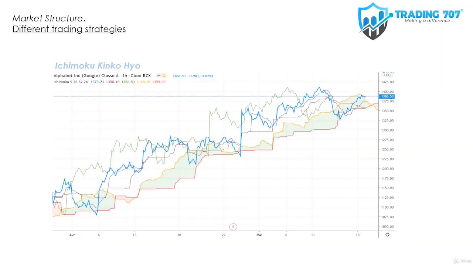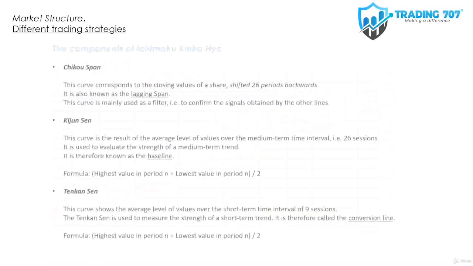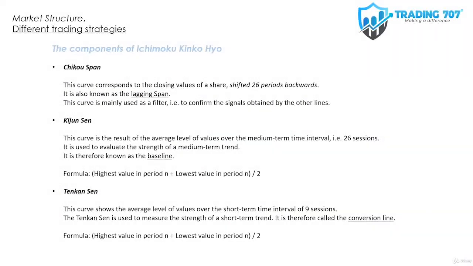In order to better understand the importance of each curve, we will look at each component one by one. The components of Ichimoku Kinko Hyo. First of all, the Chikou span. This curve corresponds to the closing value of a share, shifted 26 periods backwards. It is also known as the lagging span. This curve is mainly used as a filter in order to confirm signals obtained by other lines.